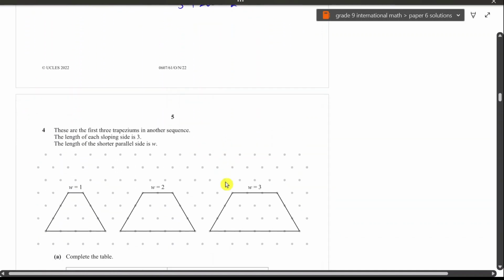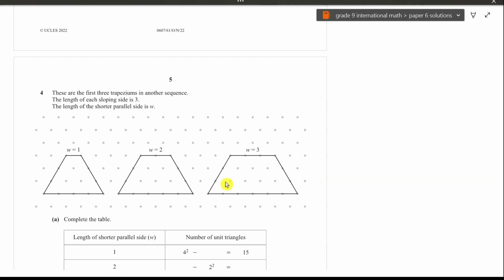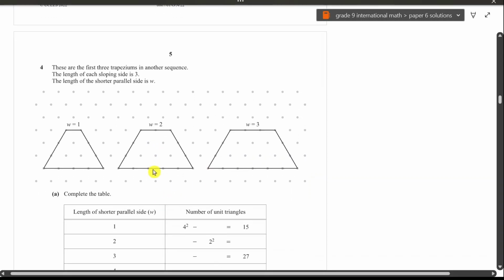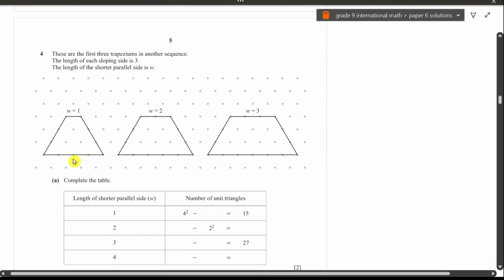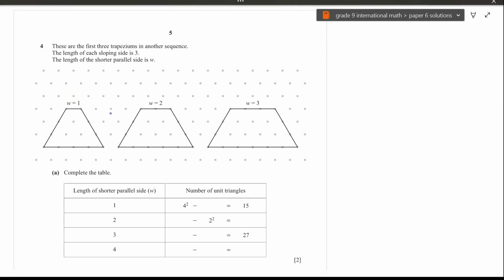Now moving on to the fourth question. These are the first three trapeziums in another sequence. The length of each sloping side is 3. The length of the shorter parallel side is w. So we can see that this is a 4 by 4 triangle, but one triangle is cut off from this if I look carefully. And here also a 2 by 2 triangle is cut off. Here a 3 by 3 triangle is cut off.